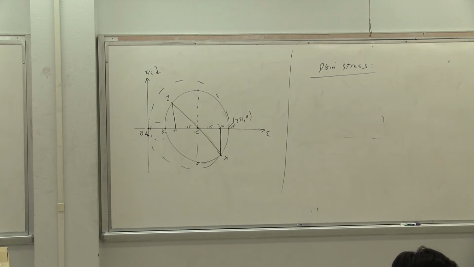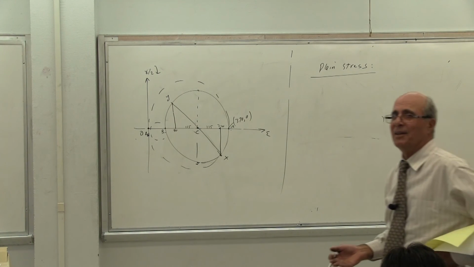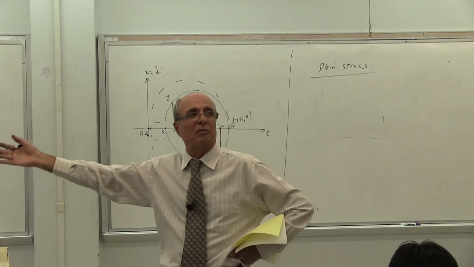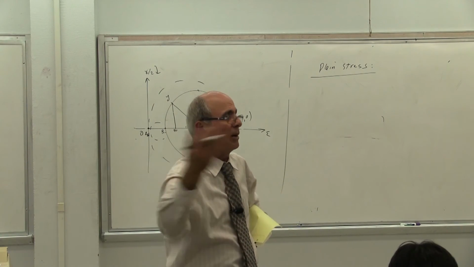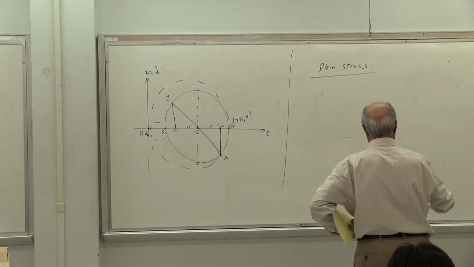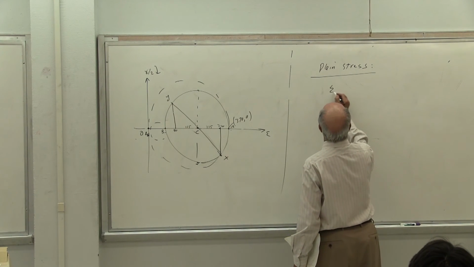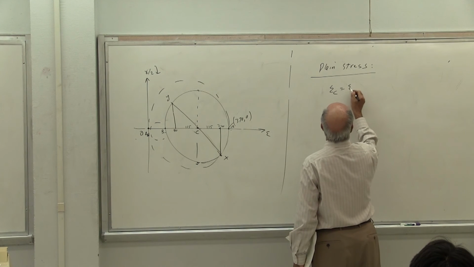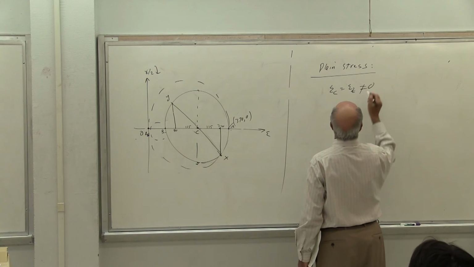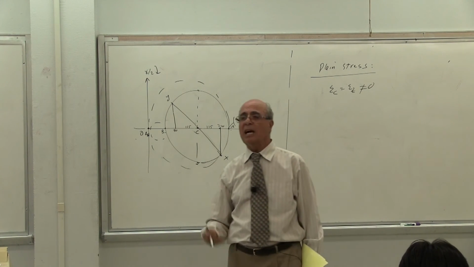Yes? Is epsilon z equal to 0? No. How do we calculate that? From those equations of Hooke's law. Everybody understand what I'm saying? Yes? So I'm going to give you the equation. Now, in the plane stress scenario, since we know epsilon c, equal to epsilon z, is not equal to 0, as we stated at the beginning, we have to calculate that.